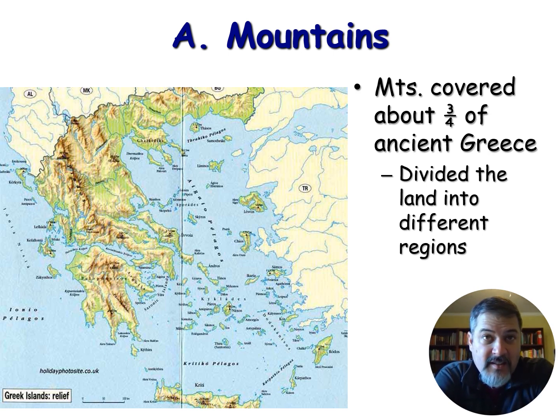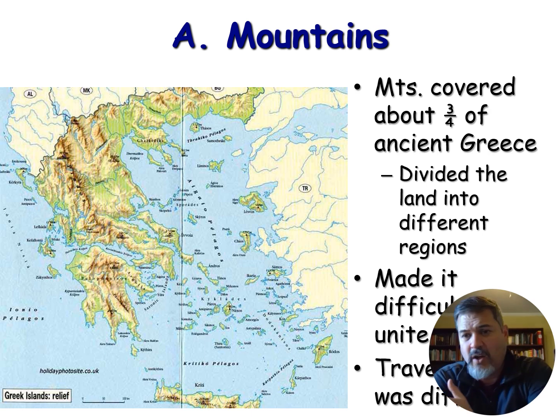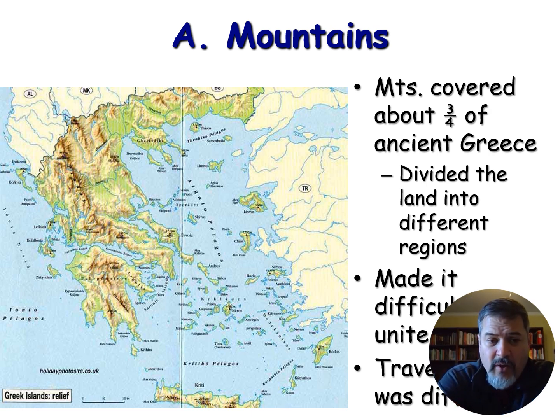These city-states will compete with each other just like in Mesopotamia. They were not friends. They were competitors. It made it difficult to unite because of the mountains. Travel was difficult. You have to go over mountains, and they did not have roads and airplanes or helicopters. They had to walk. And so these different city-states will develop different personalities, as it were.